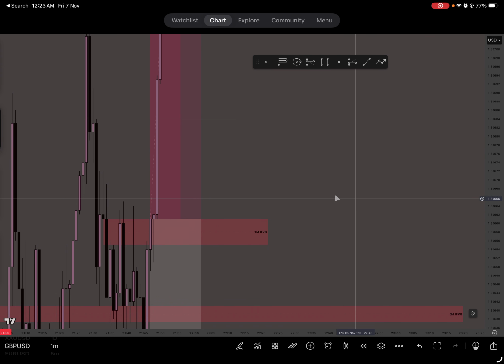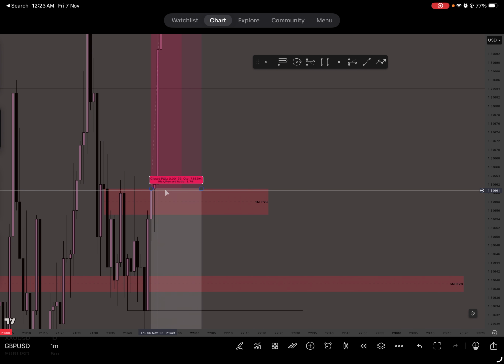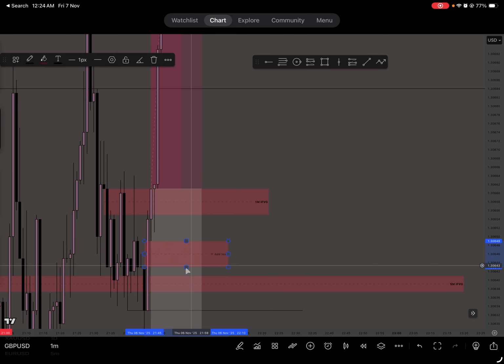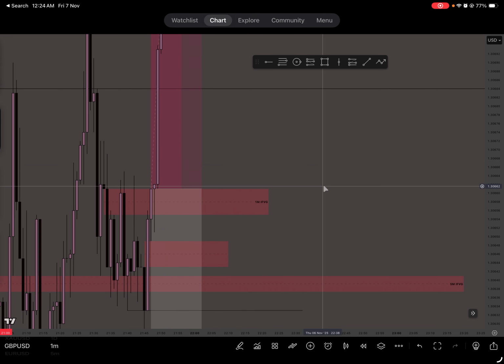So once we got that closure above, you can see that we had a nice wick down, right? We had a nice wick down, but again, we still, as a defense, had this 1 minute fair value gap, which was here, which was created after that liquidity sweep and with that huge displacement up. So we still, price could have easily retraced down here and made the move up again.